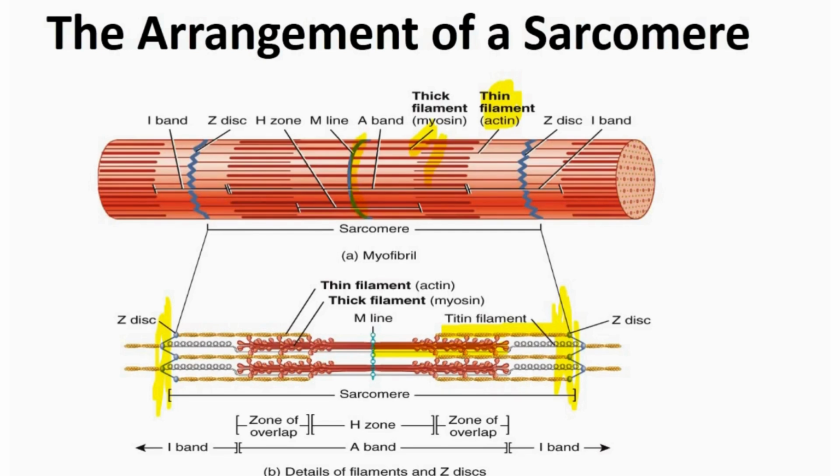Again, we have the I band, the zone of overlap, H zone, and together the zone of overlap forms the A band. So A band is also called the dark band or anisotropic band. When the muscle contracts, this entire line would realign or disappear.